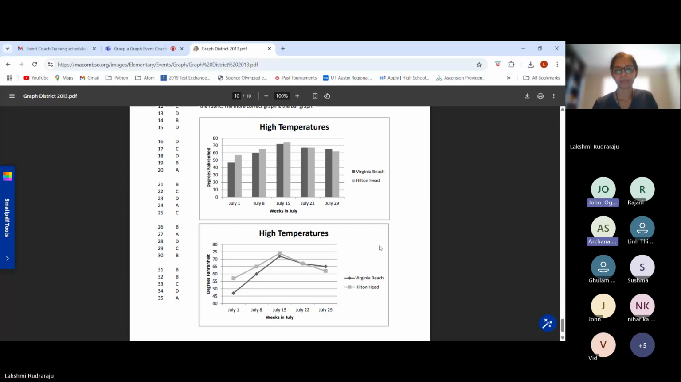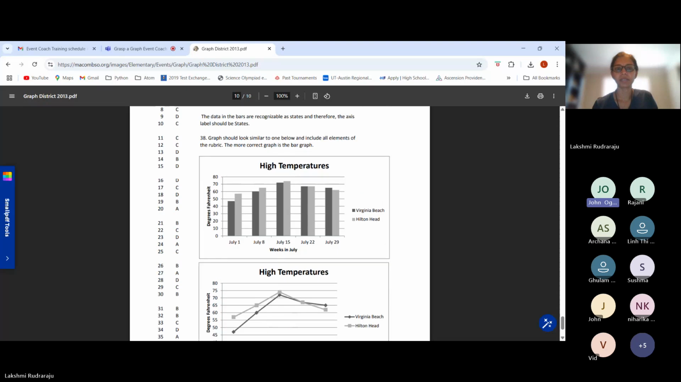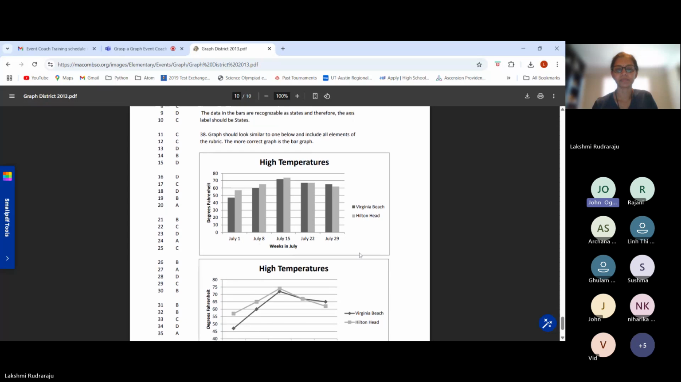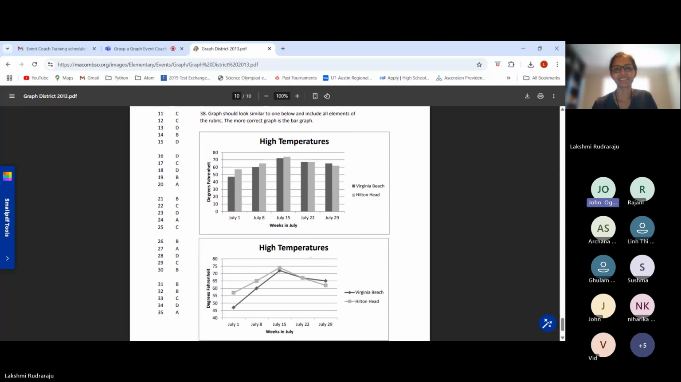Could you scroll up just a little bit so we can see the text above the graph? Here, the graph should look similar to the one below. It says the more correct graph is the bar graph in this particular case. So there are criteria about when you use a bar graph versus a line graph, and I think it has to do somewhat with whether the data is continuous. So there might be a distinction there. Thanks for pointing that out, John.